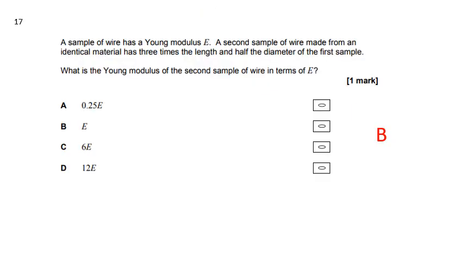A sample of Y, Young's modulus E. I would be tempted straight away to say E is stress over strain. So E equals F over A, over x over L, and then it's FL over Ax. But honestly, you don't need to. It's being a bit sneaky here. It's the same material, and if it's the same material, then it's the same Young's modulus. It doesn't matter about the dimensions. Young's modulus is a material property.